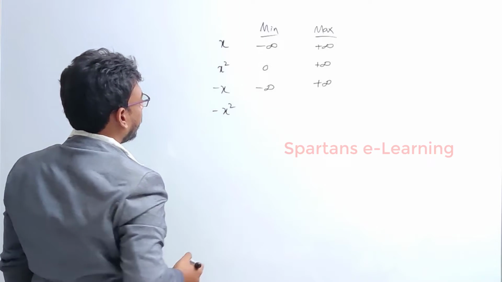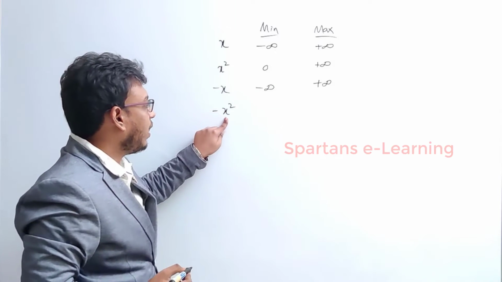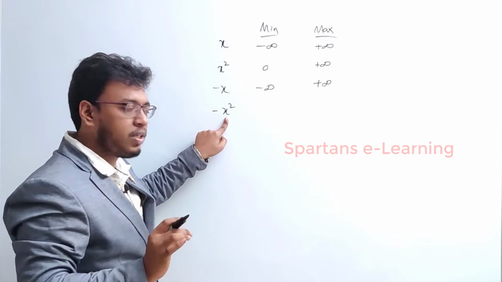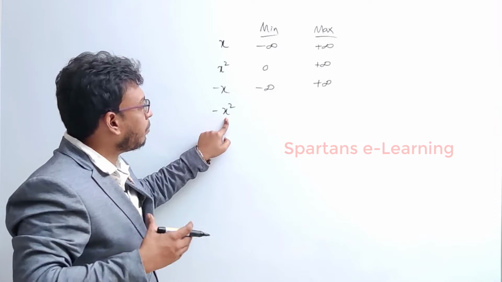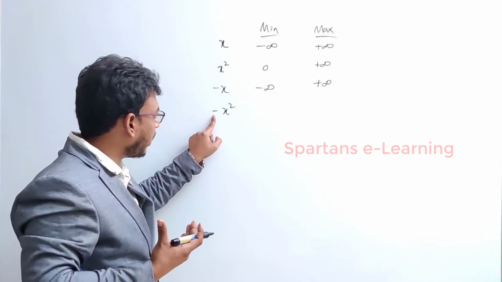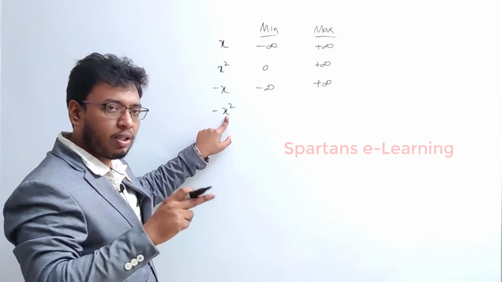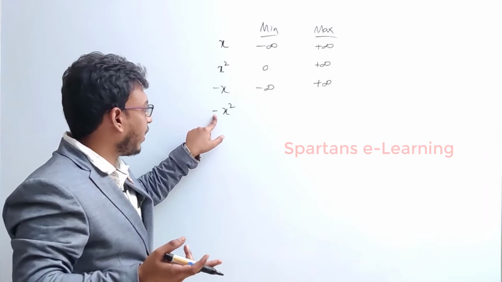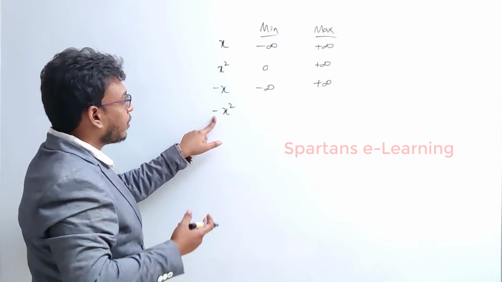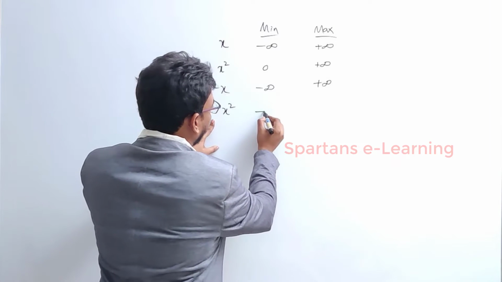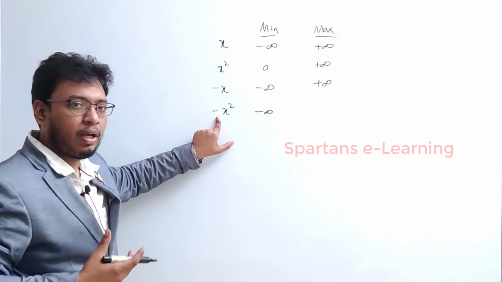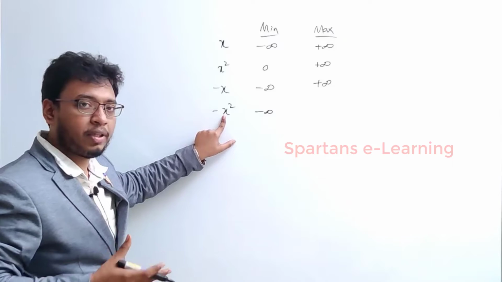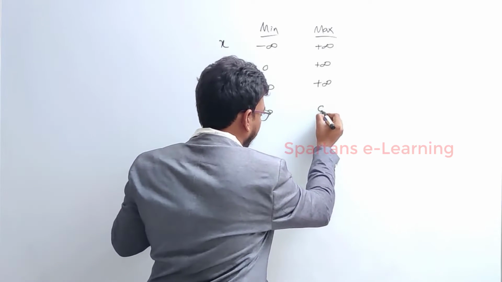What about minus x square? Again you see here, x square will always give you 0 or greater than 0, right? So what will be the minimum value here? Since you have a negative here, be it any number 0 or greater than 0, you will get a minus in addition to this, right? So your minimum value will be minus infinity. What about maximum value? Maximum value for this will be 0, right?